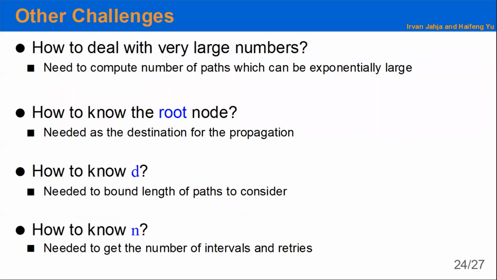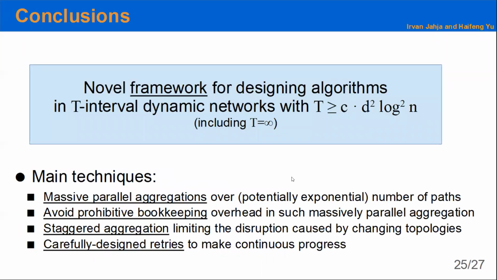Now, while we have covered some of the key ideas in our paper, these ideas are still not sufficient to get our results. In our paper, we explain in more detail what the remaining non-trivial challenges are and how we deal with them. To conclude, our central contribution in this work is a novel framework for designing algorithms in T-interval dynamic networks when T is not too small. Our framework builds upon a complementary set of techniques, some of which we have covered during this presentation.